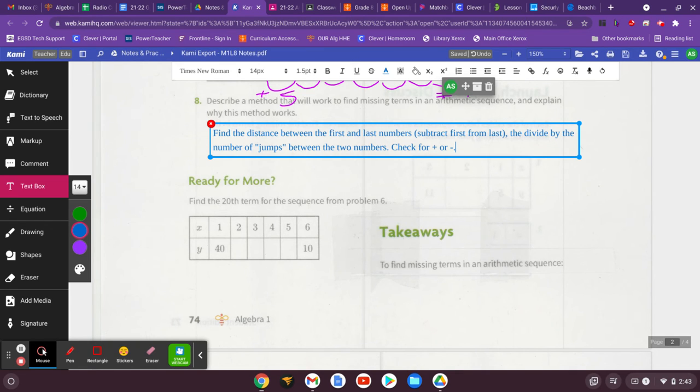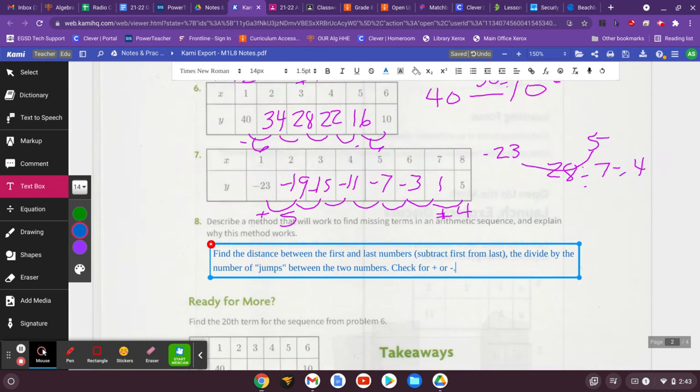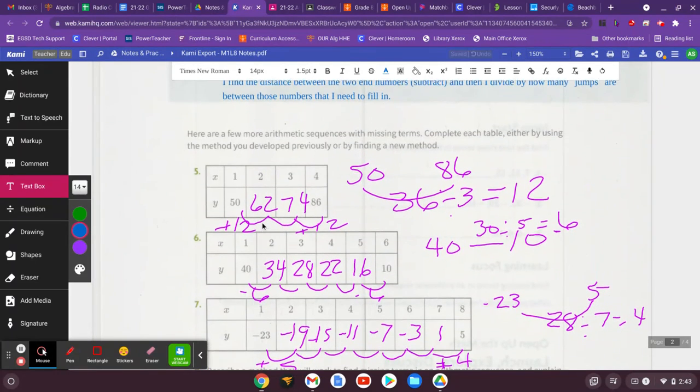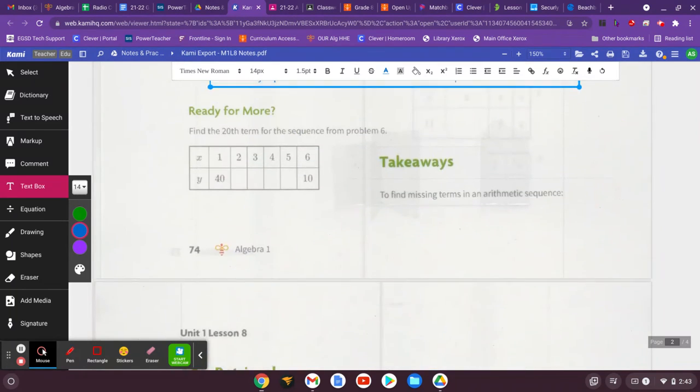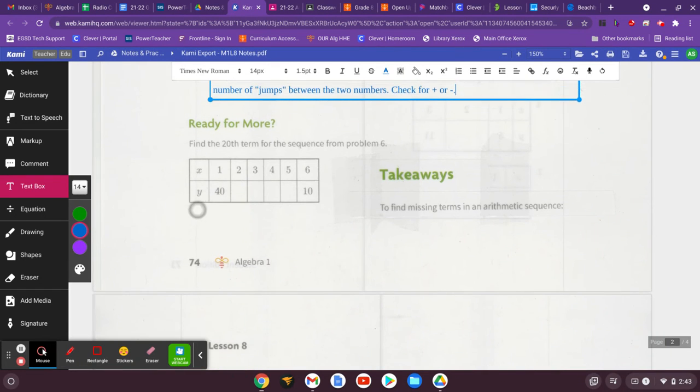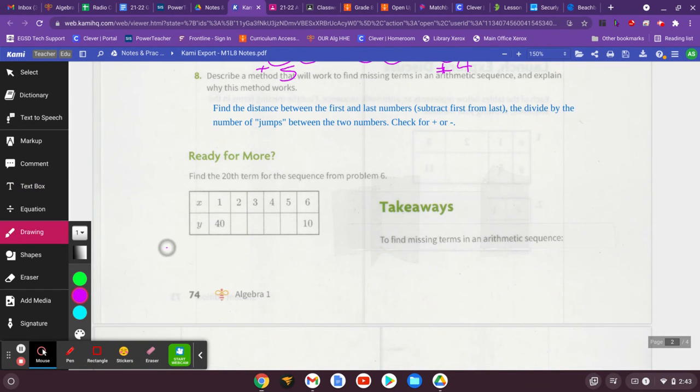This one is a little bit trickier. Let's try it. We'll do 40 to 10. Wait, is that the one we just did up here? 40 to 10. Oh, yeah, right up here. We just did that one. So we just need the 20th term. So we know it's a minus 6 in there. Let's think of our equations.